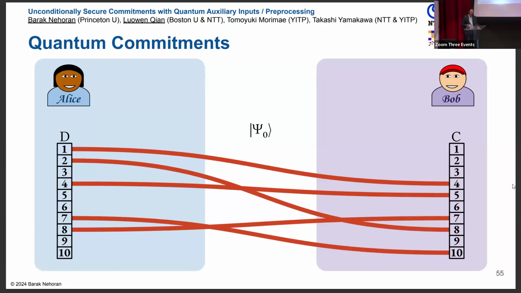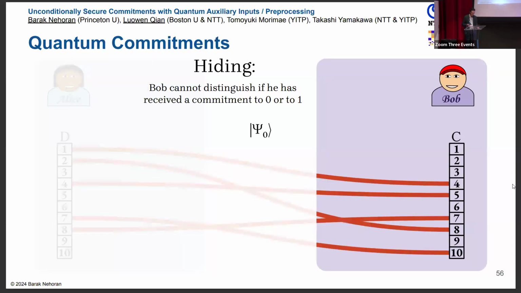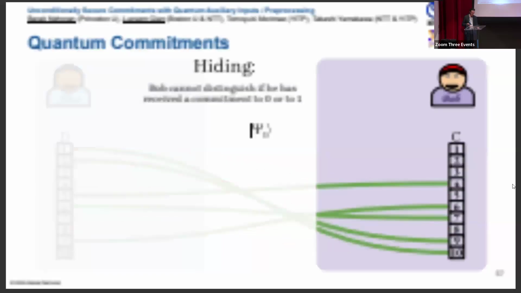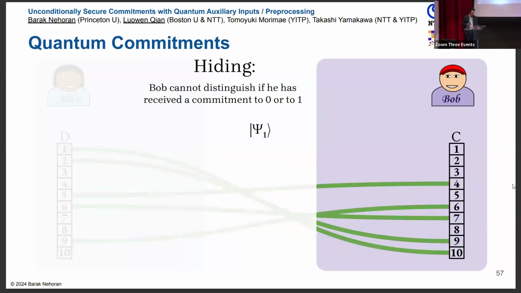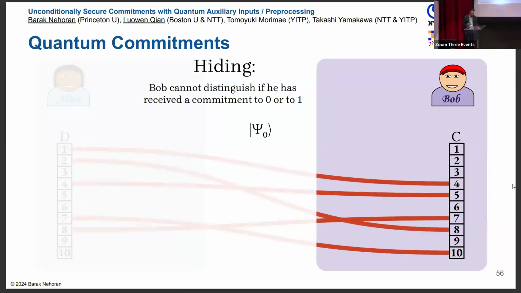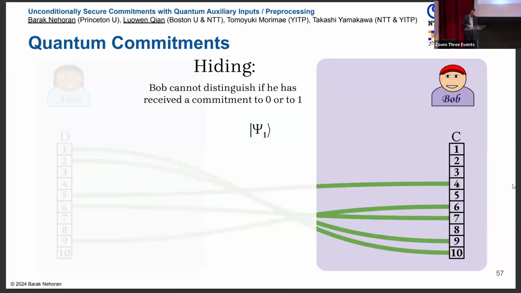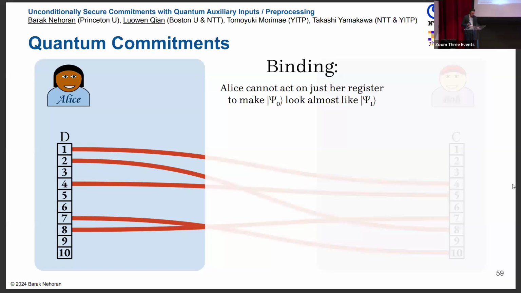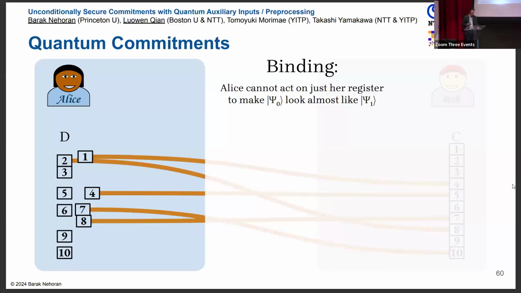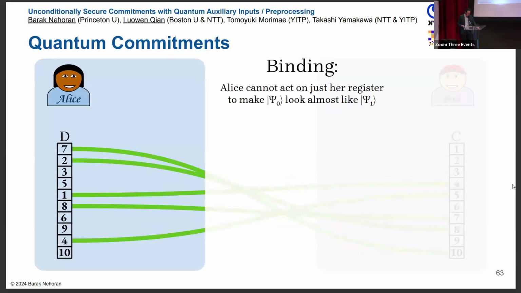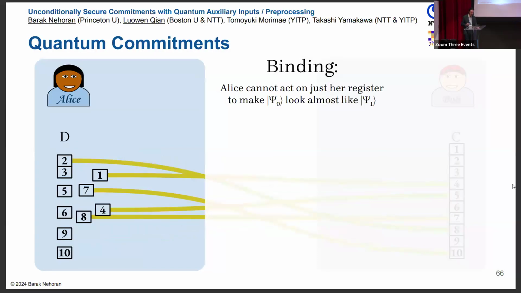The security is all about what happens in between the two phases. And hiding says that in Bob's view, he cannot tell whether Alice committed to a 0 or to a 1. And binding, on the other hand, says that Alice cannot act on just her view to change her mind about which one was committed to.